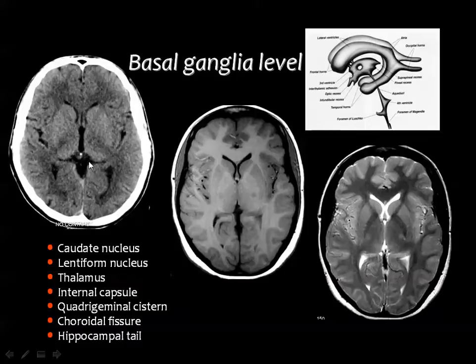Then this corner is known as the retrothalamic cistern because it lies posterior to the thalamus. And this one also is known as the retrothalamic cistern because it lies posterior to the right thalamus.